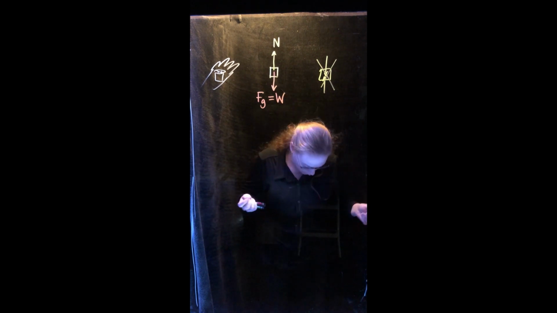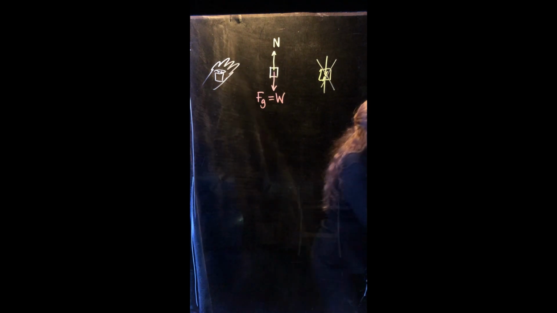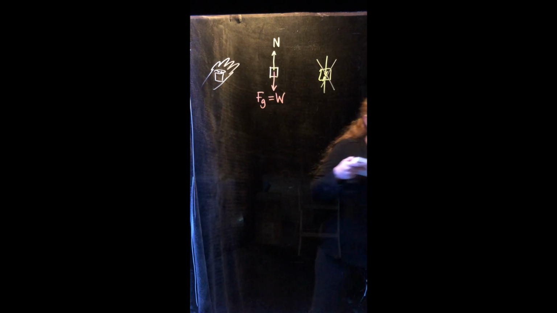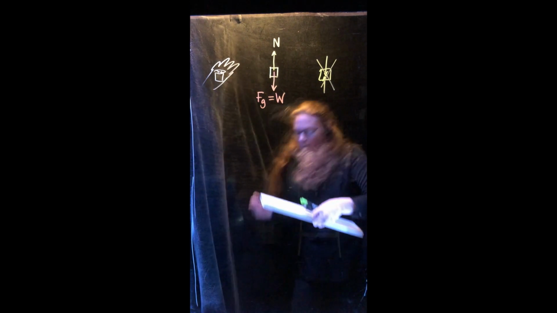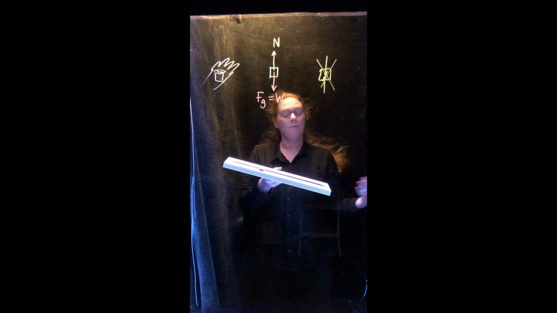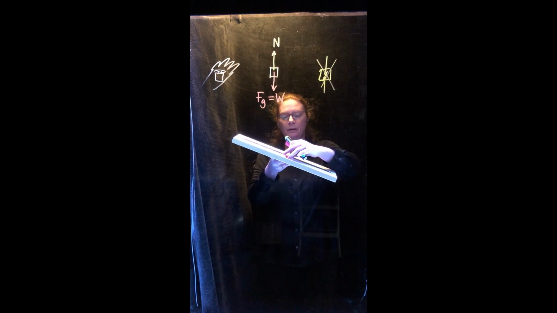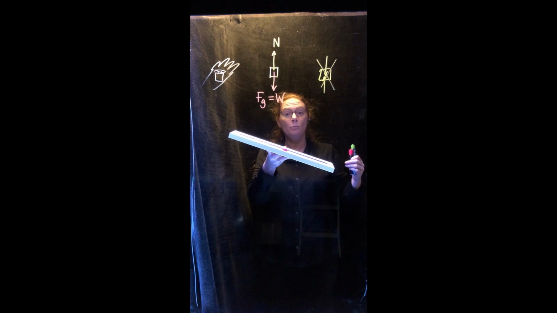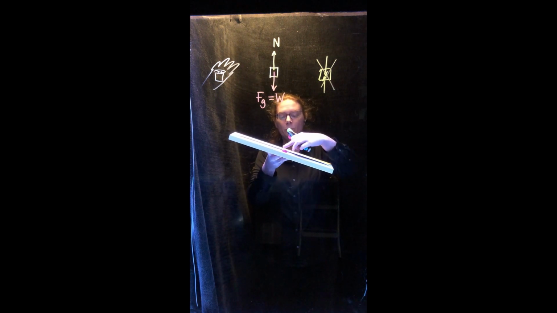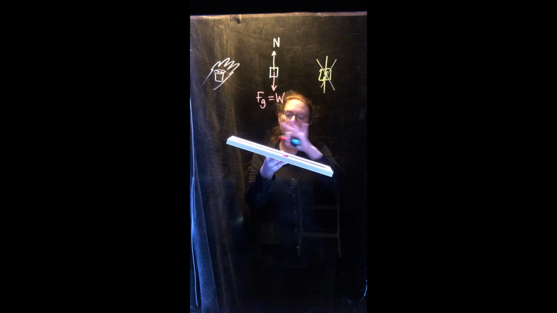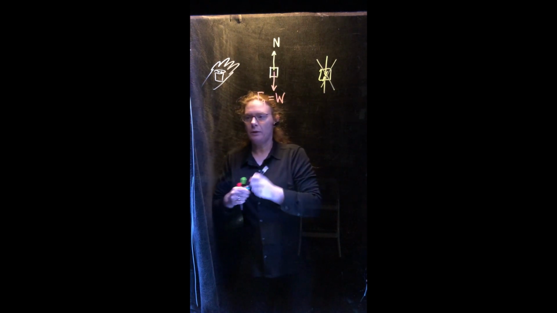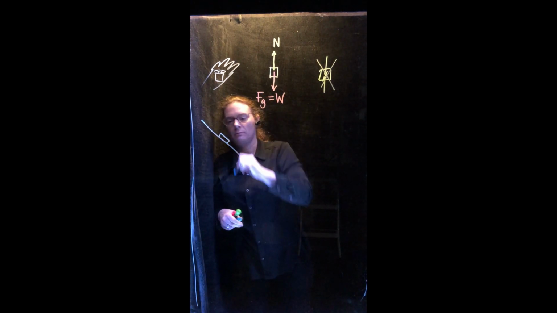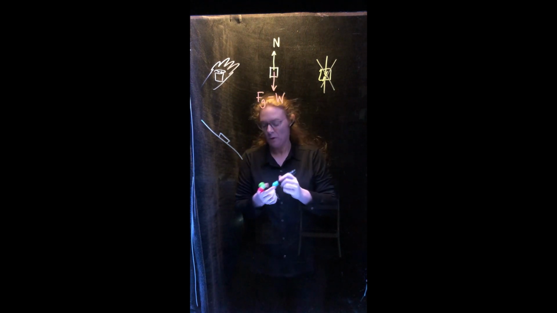So let's do a little more interesting example. How about something, an object on an incline that isn't moving? So an object, we're going to use an eraser as the object, on an incline, and it's holding still. So that's the situation. What would that force diagram look like?